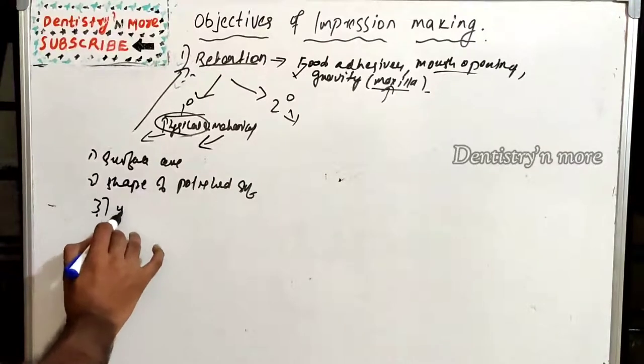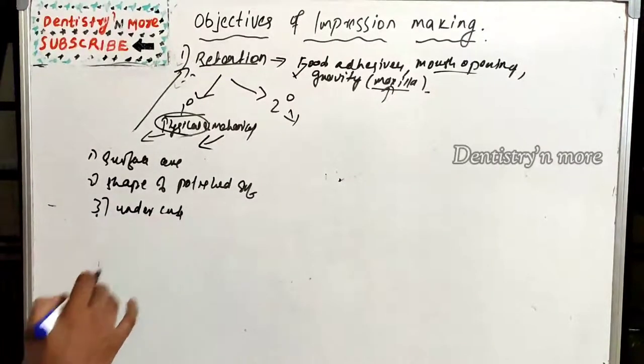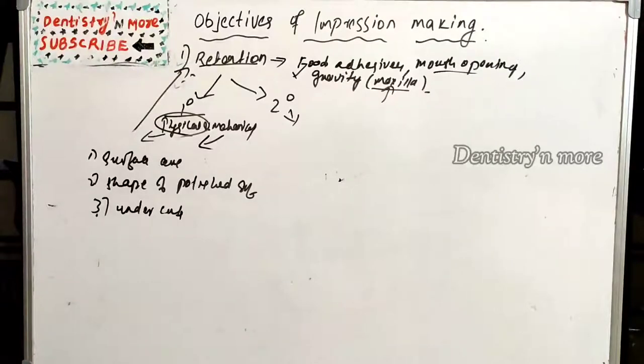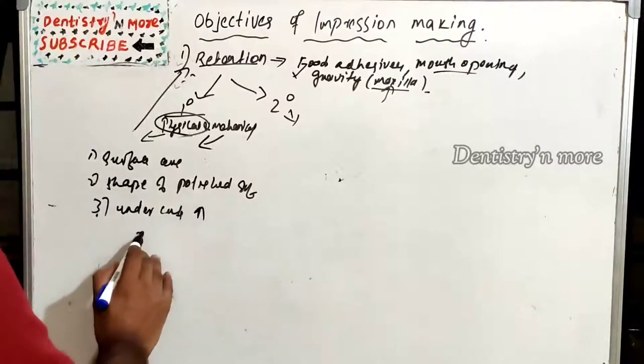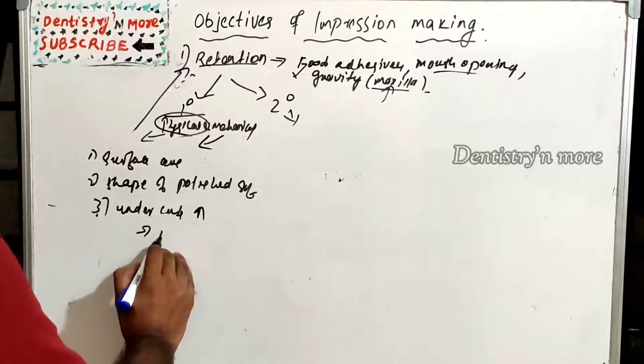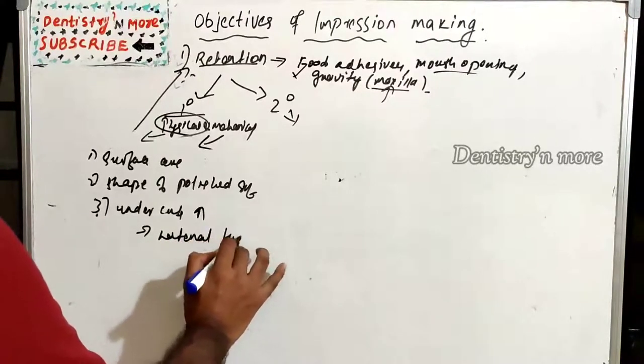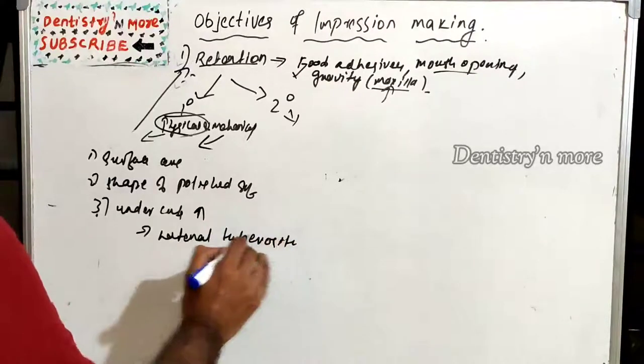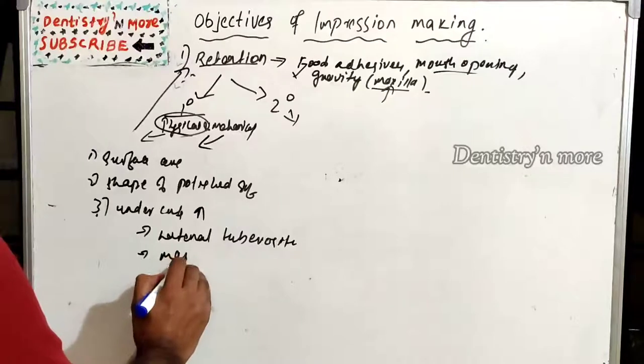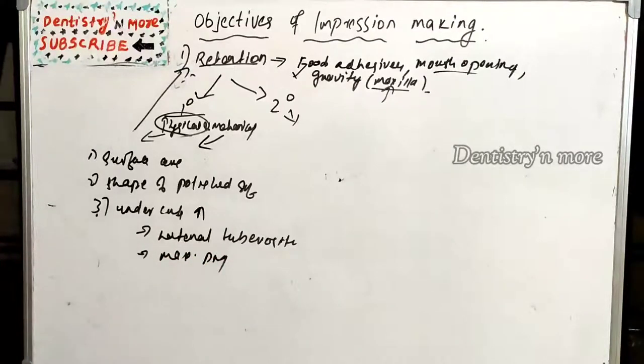Then the undercuts. Modest undercuts, the less severe ones, increase retention, not the very severe ones. The most common undercuts are the lateral tuberosities, then the maxillary premolar area, then the distolingual areas and the lingual mandibular mid-body areas. All are undercuts which give more retention. So those are the mechanical factors.